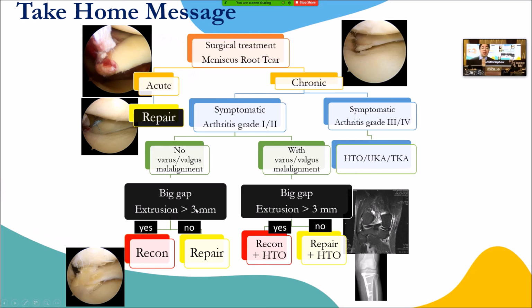If the gap is small and the alignment is still good, you can do the meniscus repair. But in case the patient starts to have malalignment, we need to combine with high tibial osteotomy, repair or reconstruction, depending on the tissue quality. If the gap is too big, I prefer to do reconstruction. Okay? Thank you.